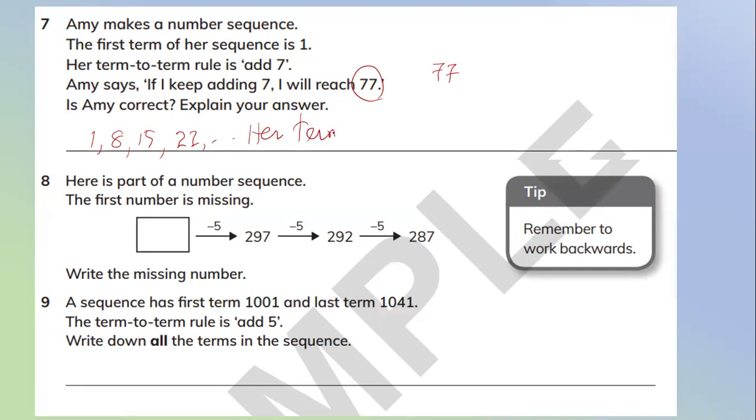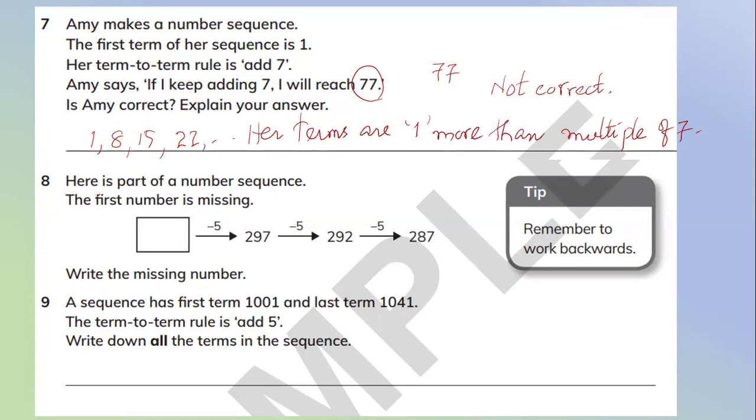Her terms are 1 more than a multiple of 7. So what Amy says is not correct. Her terms are 1 more than a multiple of 7.